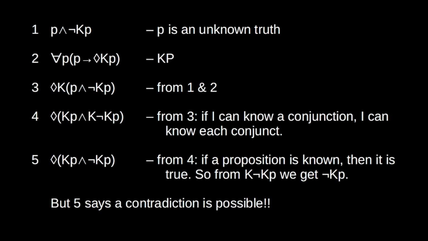So apply that then to the second conjunct. So in line 4, we have the claim, it is possible that it is known that P, and that it is known that it is not known that P. So then take that second conjunct, it is known that it is not known that P, and apply the idea that knowledge implies truth, and then we get line 5. Line 5 says it is possible that it is known that P and that it is not known that P. This tells us that a contradiction is possible, but contradictions are not possible. So from the knowability principle and non-omniscience, we have concluded that a contradiction is possible, and that's absurd.